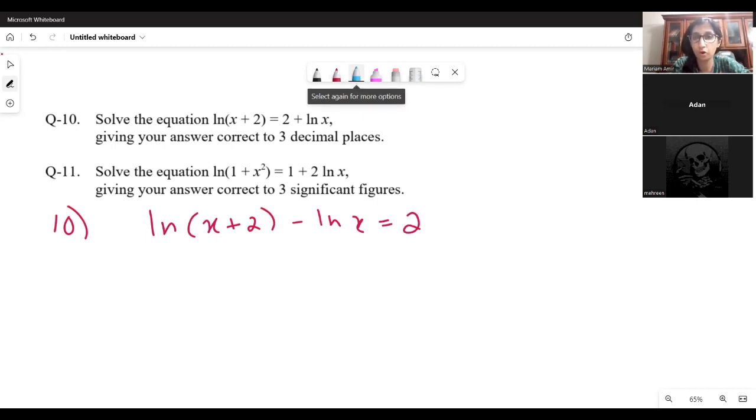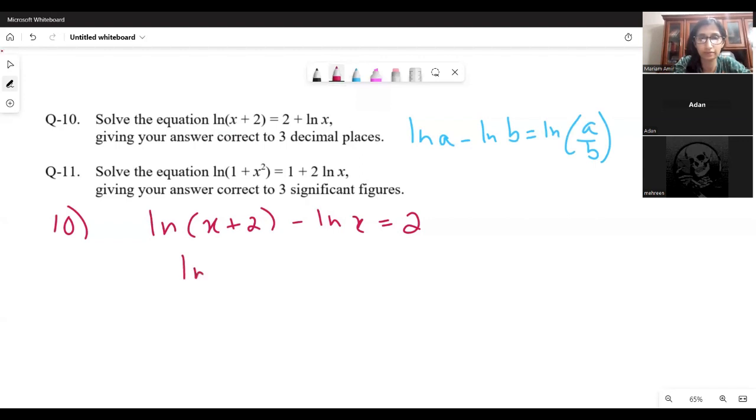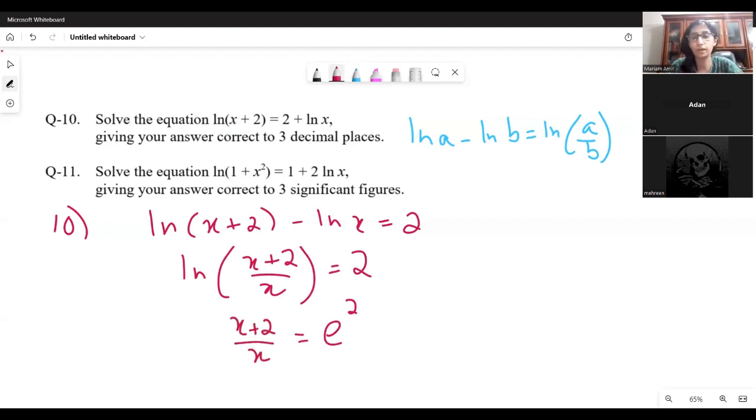Then we remember the log property, ln a minus ln b equals ln of a upon b. We apply that property so that we get a single log term, and so that we can send ln to the other side. When ln goes to the other side, it becomes e in the base and we get e power 2 equals (x + 2) over x. Now e square is a constant, and I think we better use this constant at the very end. For now, let's keep it as e square.